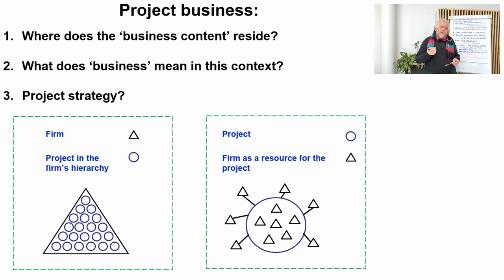And the project strategy, for example, if we take this left side picture where the project is in the hierarchy of a firm, the strategy of a project there can be to be the obedient servant of the host organization. That is one kind of strategy. Another project can be an independent innovator, which develops something new, some new products, some new business ideas, and so on, that are in contrast with the firm's strategy.